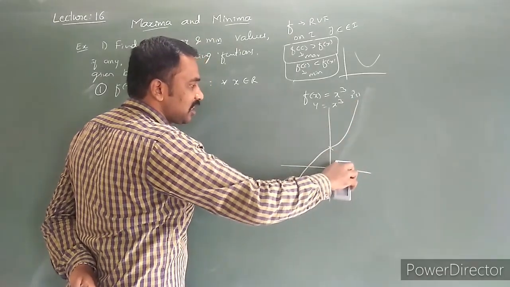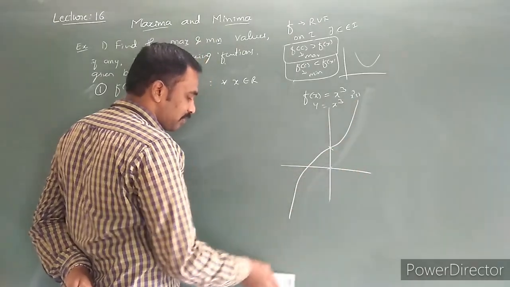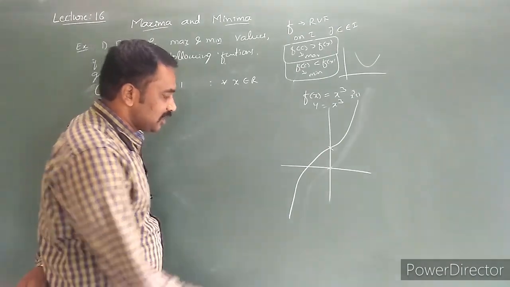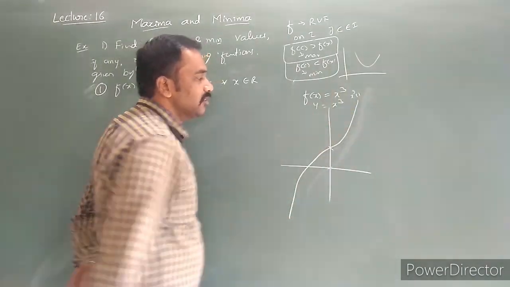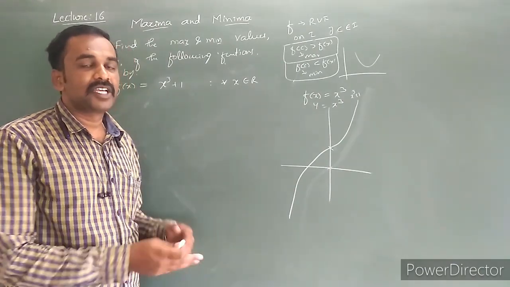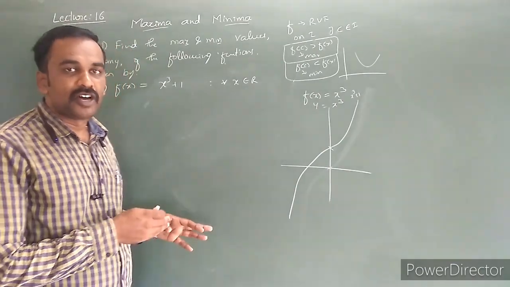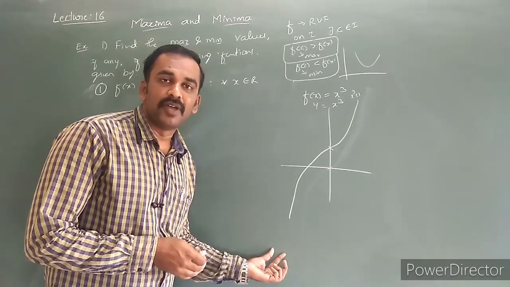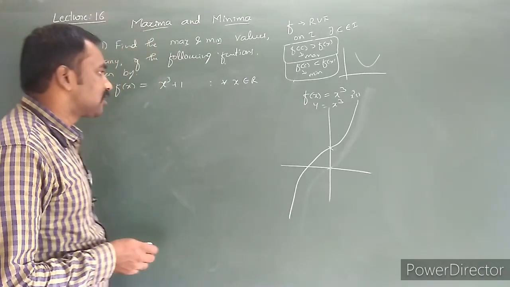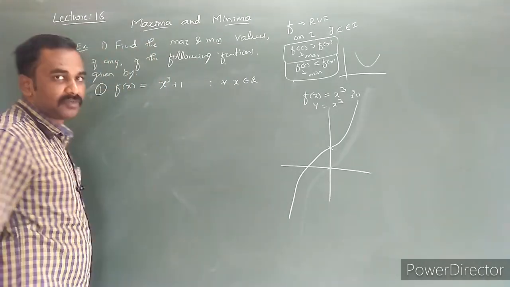On seeing this graph, can you easily say whether it has a maximum value or a minimum value? So, is it a minimum value or a maximum value? We can say that it has neither maximum nor minimum. We cannot find the minimum value, and we cannot find the maximum value. How to say that? Here I need to prove it mathematically.